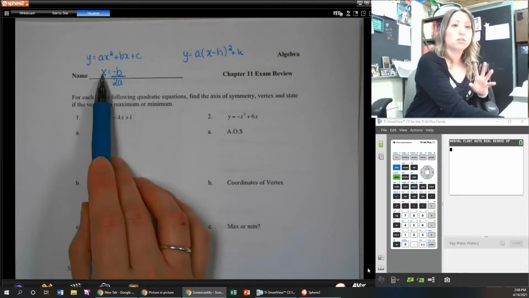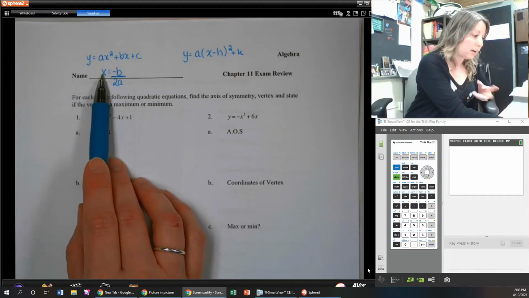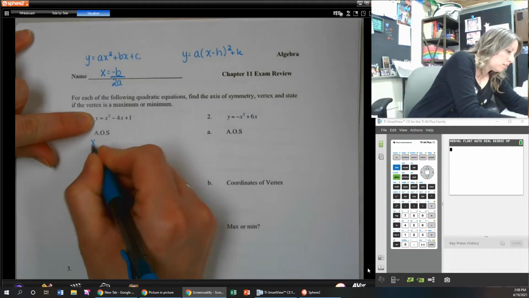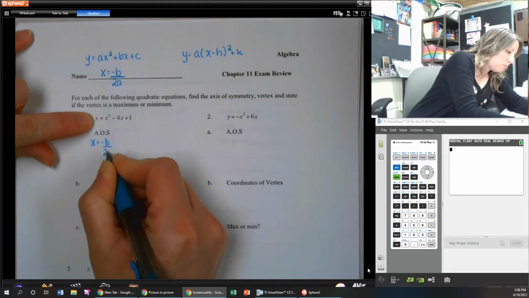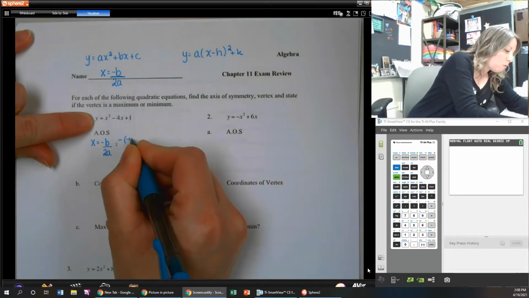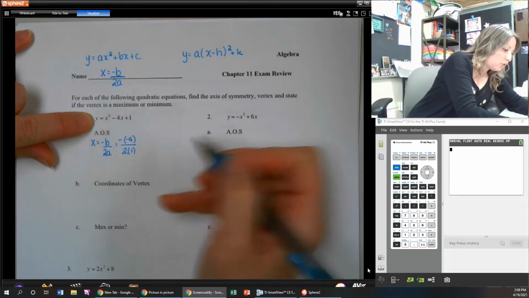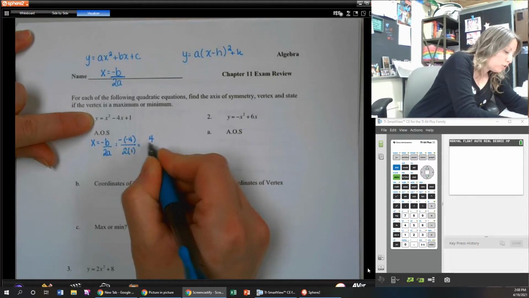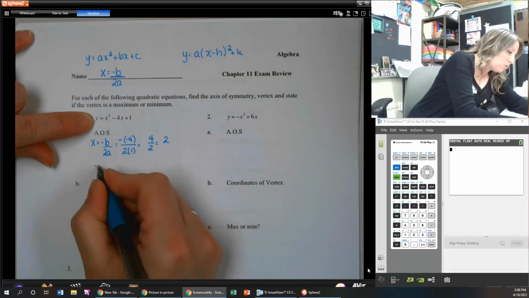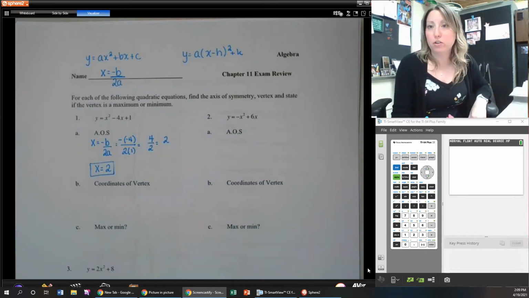It's an equation because it's always a vertical line, so it's always x equals, and it's what cuts the parabola in half. Let's use that right here. We use x equals negative b over 2a because we have standard form. We plug in the negative of negative 4, because that's our b value, divided by 2 times 1, because that's our a value. We get 4 over 2, which reduces to 2. So x equals 2 is our equation of the axis of symmetry. We always have to state it as an equation, and it's always x equals.